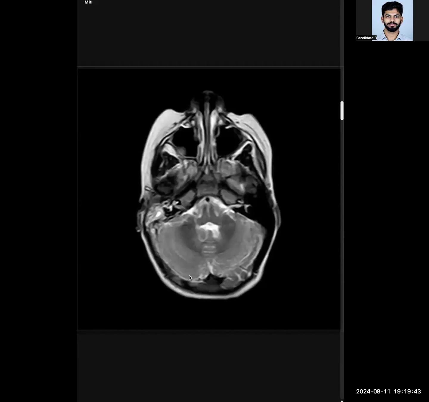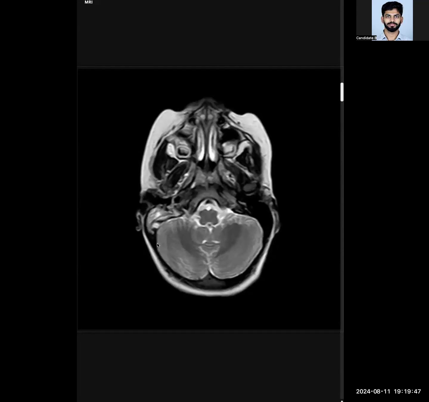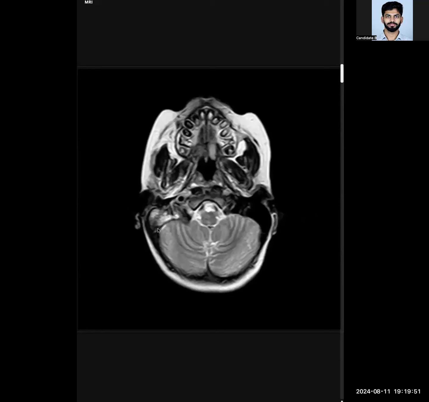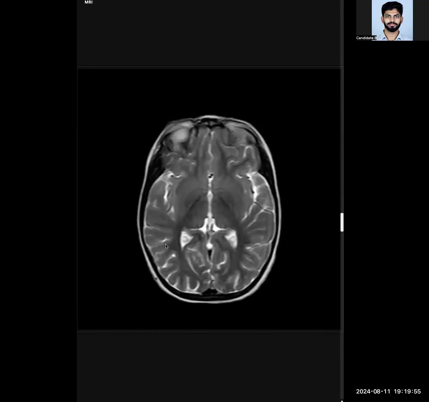I'm trying to see through the flow voids of the venous sinus. I can see there is loss of flow void involving the right transverse sinus and sigmoid sinus, possibly extending up to the internal jugular vein.